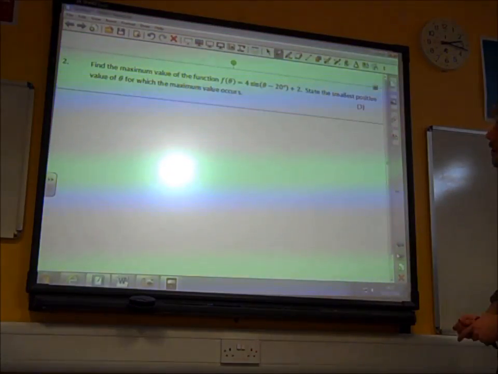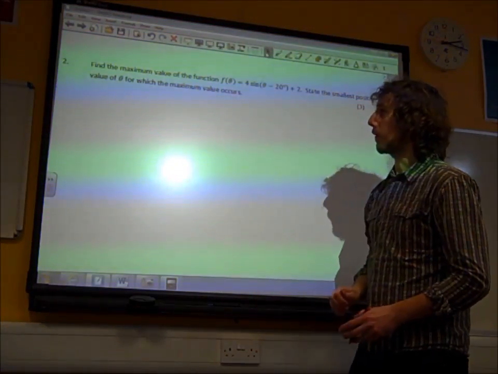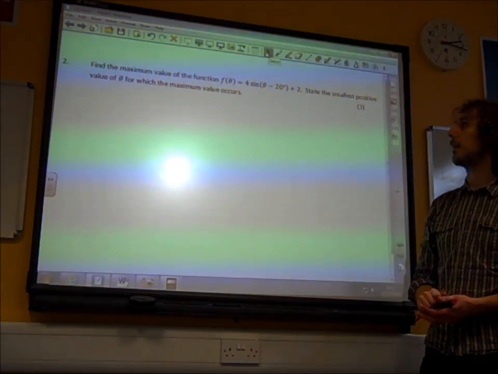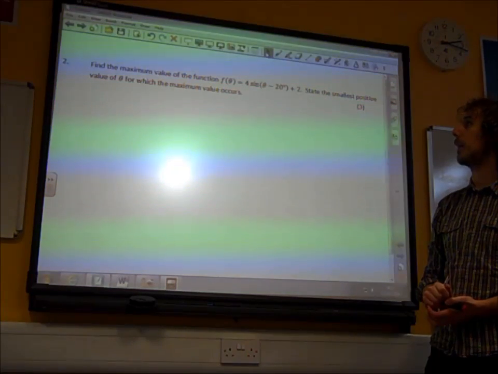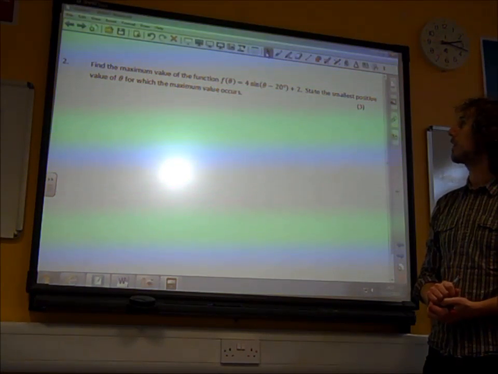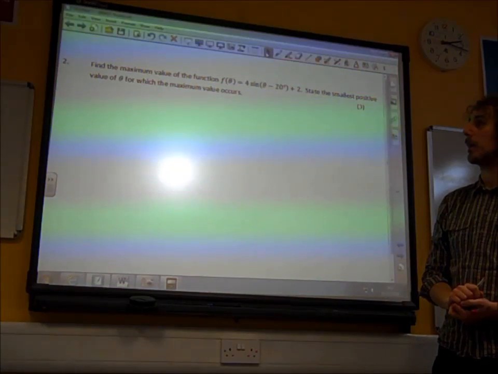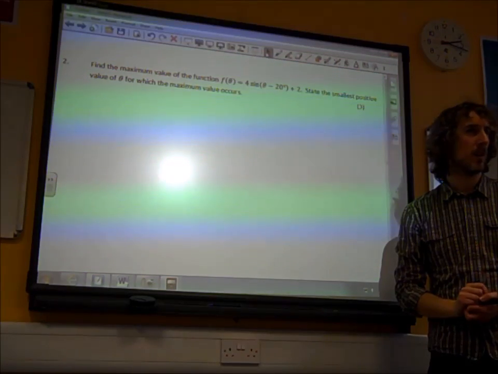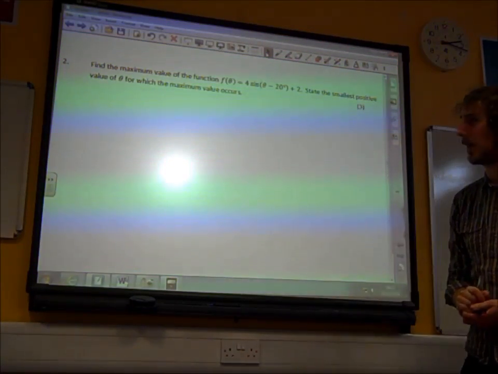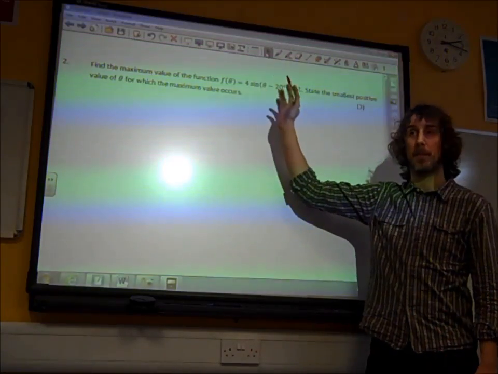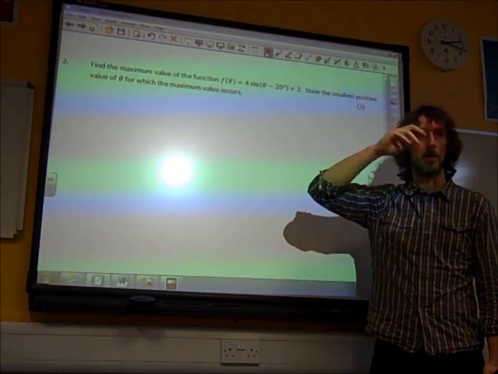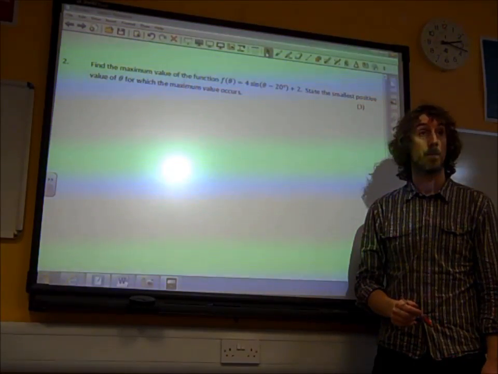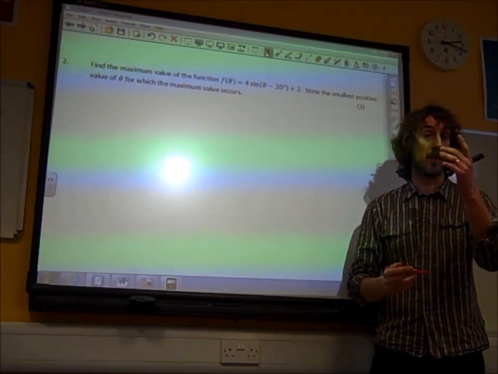Question 2. Now, question 2, we maybe last week hadn't talked about this enough. Find the maximum value of the function f of theta is 4 sine of theta minus 20 plus 2. State the smallest positive value of theta for which the maximum value occurs. Well, actually, we don't need to get too hung up about this. Sine of something. What can you tell me about maximum and minimum values of sine of a function? What's the biggest value that sine can take on, John?